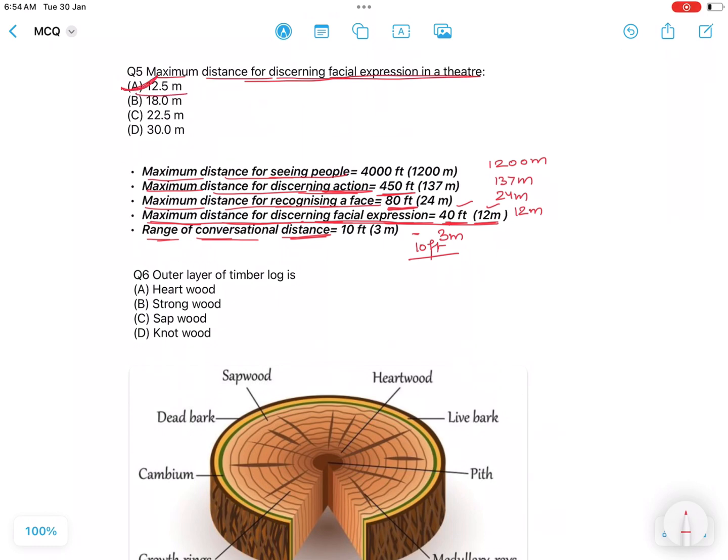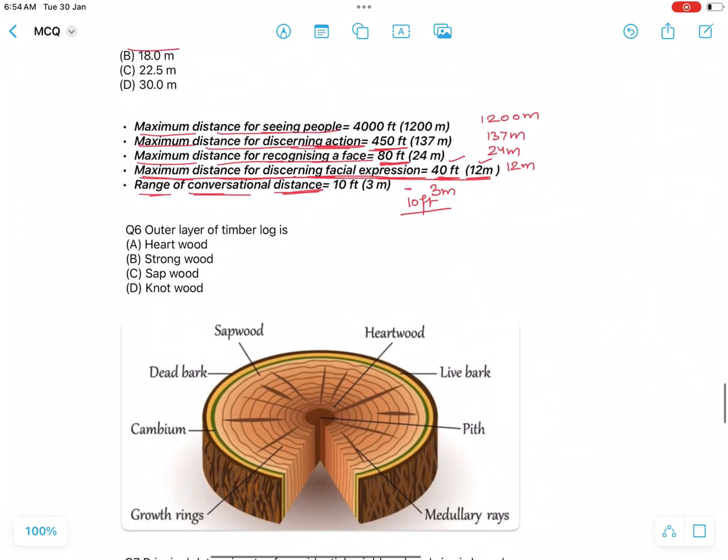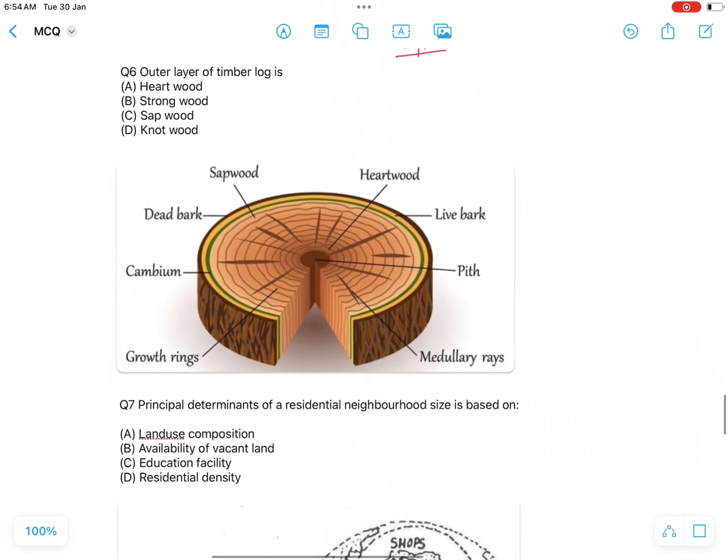Outer layer of timber log is. So, outer layer of timber log, first I will tell you this diagram shows the timber log and all of the labeled parts. We have these rings, these are called growth rings, and we can count the year or the age of the tree by counting these rings. So these are called growth rings.